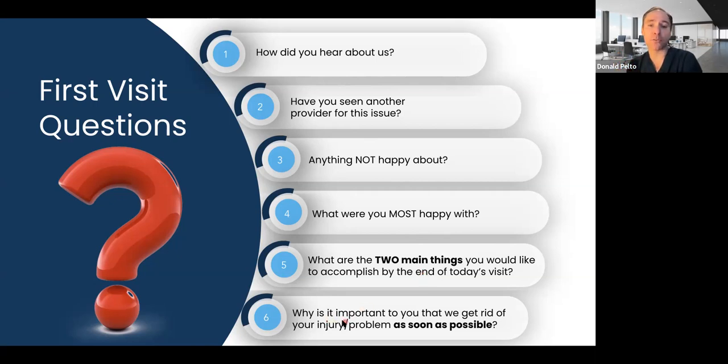And then I also, in terms of urgency, ask why is this important to get rid of the problem as soon as possible? Like what brought them in now? Maybe they have a race they're trying to do. They have a wedding they're trying to get to. Kind of what's the issue? So these are the first questions I go over.